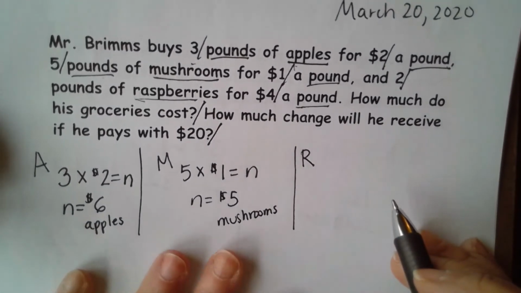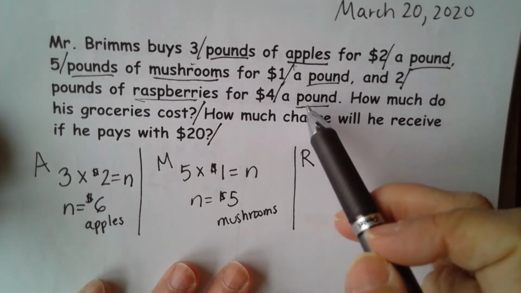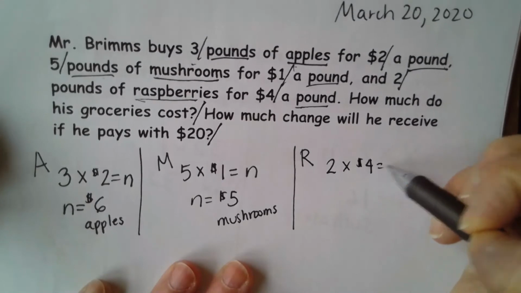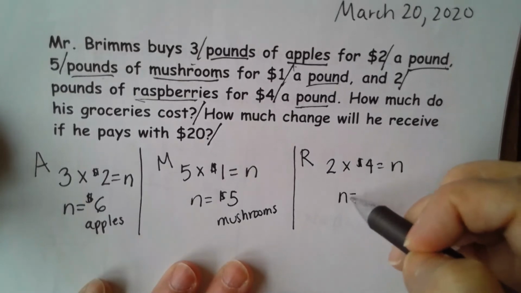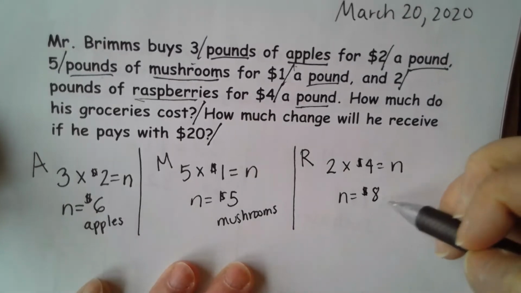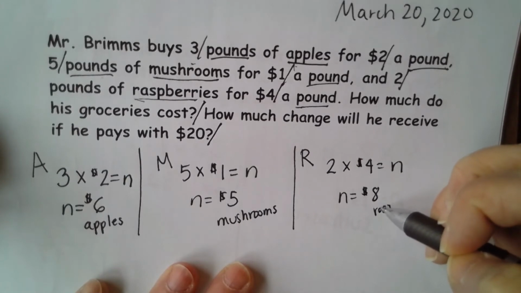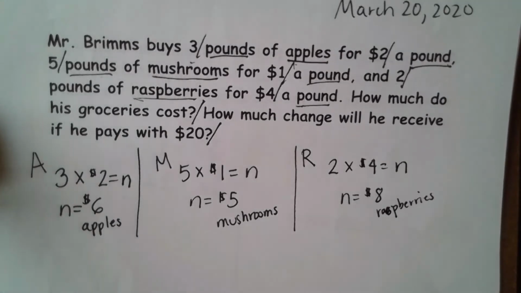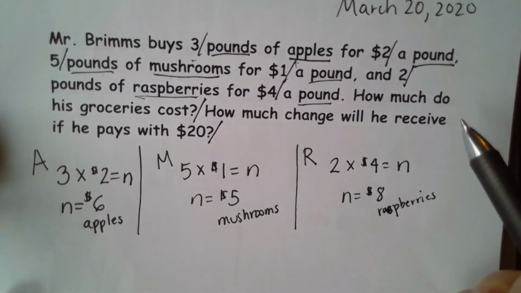Okay, and then finally I know he buys raspberries, and he buys 2 pounds of raspberries at $4 a pound. So 2 pounds times $4 a pound will give me how much he spends on raspberries. And I know 2 times 4 is 8. So now I know that Mr. Brims spent $8 on raspberries. Okay, so stop and think. Now I know how much he spent on apples and mushrooms and raspberries. And so this brings me to the first question. How much do his groceries cost?